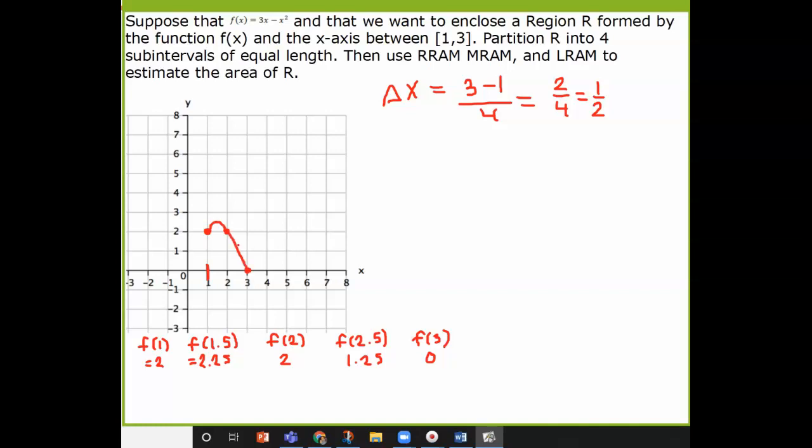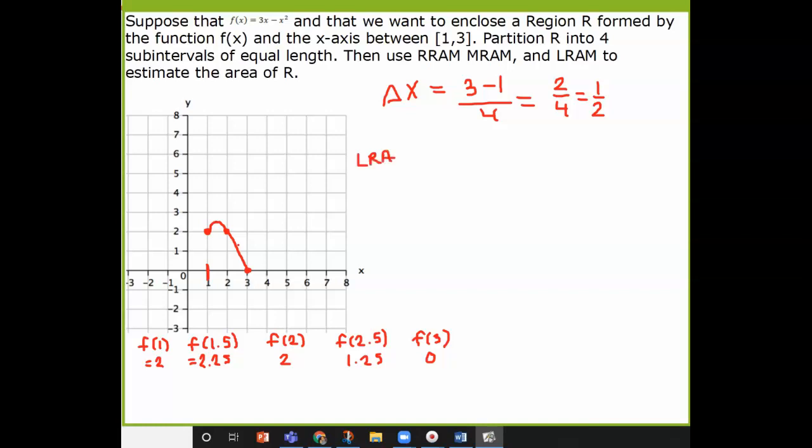So we can just kind of see from this graph that we definitely do not have symmetry. The vertex is between 1 and 2, possibly even at 1.5. Didn't do it yet, but that's where I'm thinking. So our rectangles are definitely not going to be equivalent in terms of left ram and right ram.